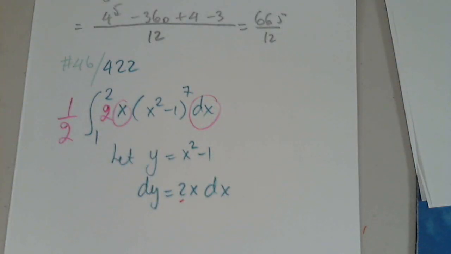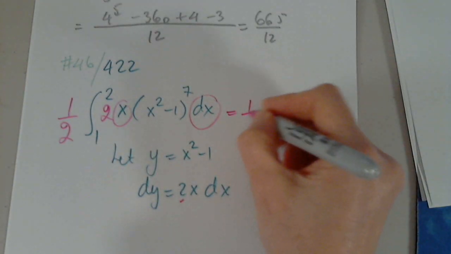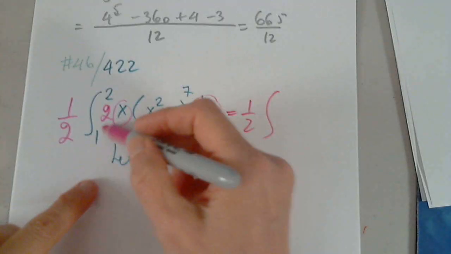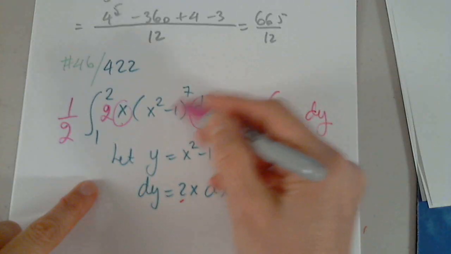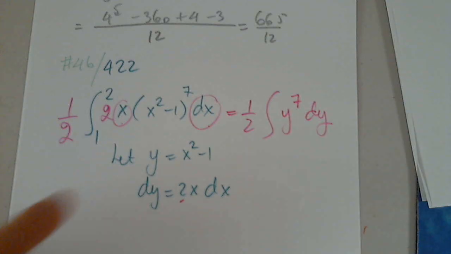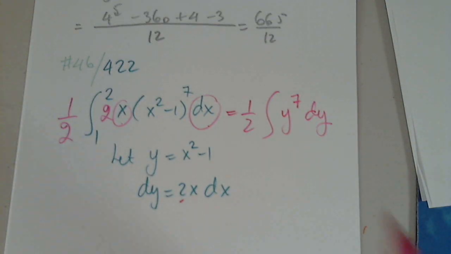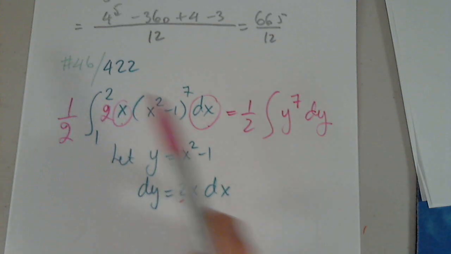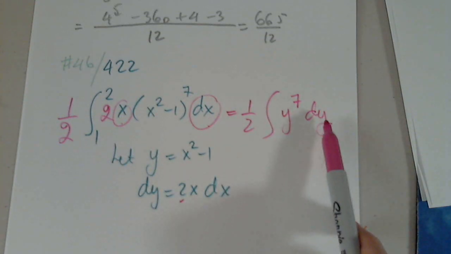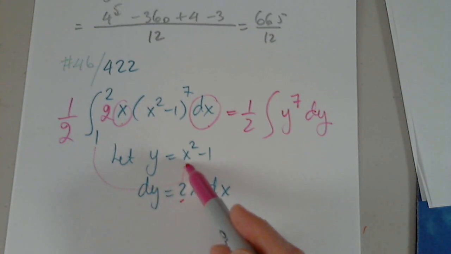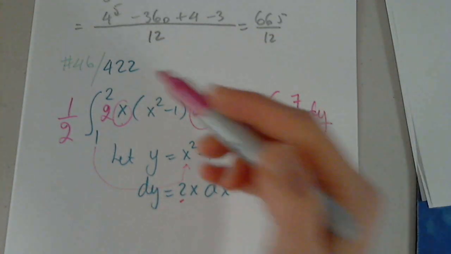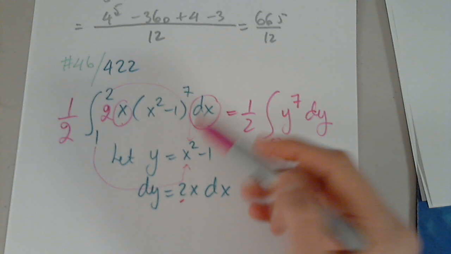1/2 times 2 is 1. So then we have 1/2 in front. 2x and dx form the dy. And this is y to the 7th power. Do not copy the limits of integration. These are the limits of integration for x. Limits of integration for y have to be different. When I plug in 1, I get 0. When I plug in 2, I get 3.